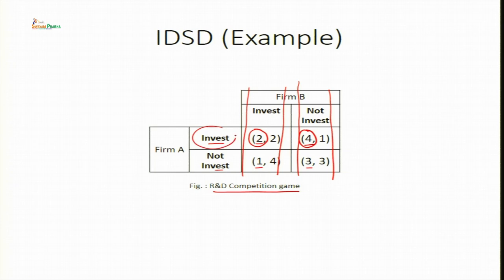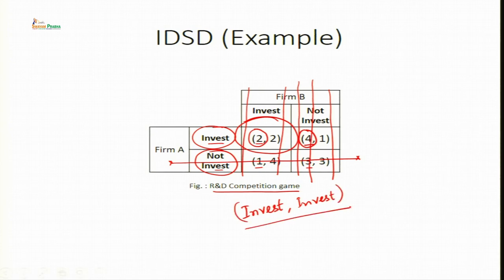So, what happens? Invest is the dominant strategy and not invest is the dominated strategy. So, what we can do is delete these. I can delete it for player 1, say. Player 1 will never play not invest. Similarly, this is true for firm B also, so we can delete this also. So, we are left with this: invest comma invest is the remaining outcome by the process of iterated deletion of strictly dominated strategies. And the logic behind it is that a rational player will never play strictly dominated strategies.